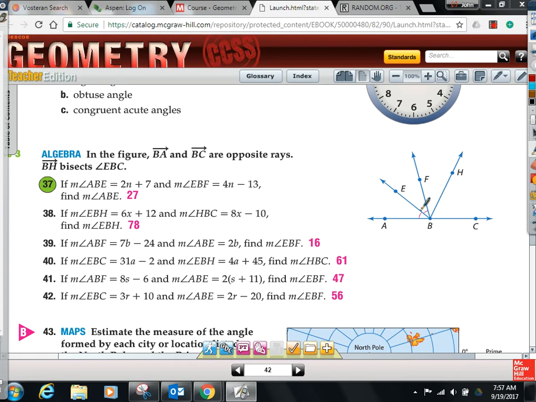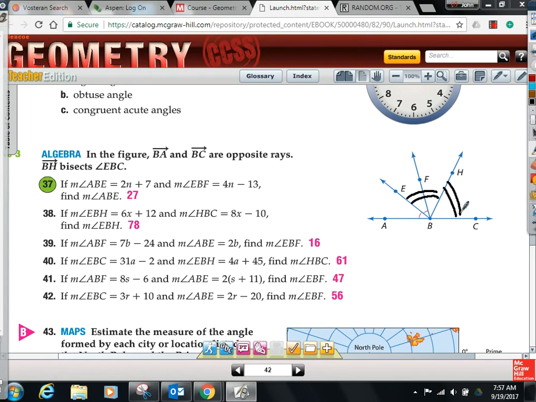So which two angles up here would have been congruent? Frank? EBH, which I'm going to mark with 2 arc marks. And the other one? FB. Oh, no, HBC. Good. Because BH was the angle bisector. Okay, everybody good on that?